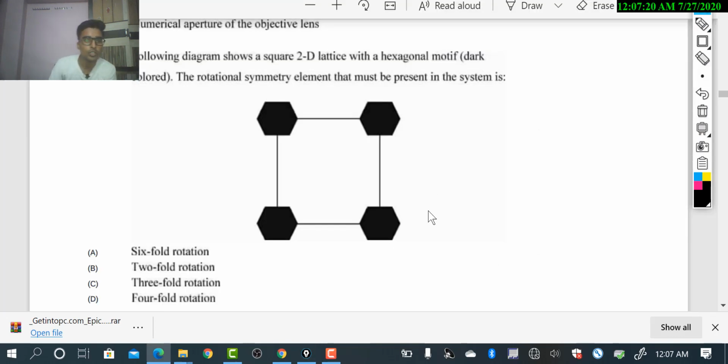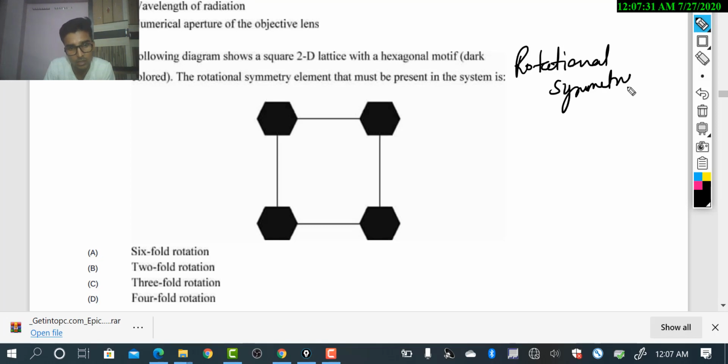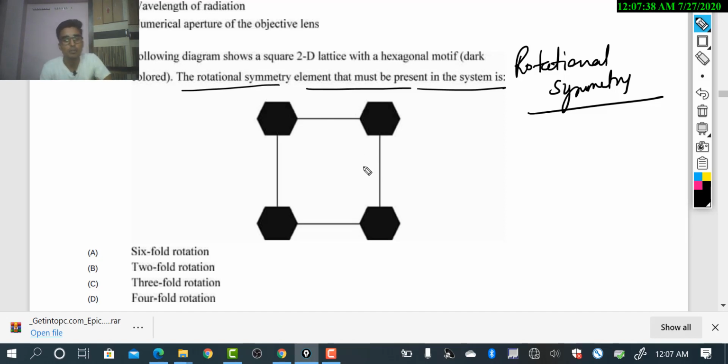Question number 3 is from symmetry, and it is nothing but rotational symmetry. It is asking which rotational symmetry element must be present in the system. Whether it is 2-fold, 3-fold, 4-fold, 5-fold or 6-fold rotation, how do we know which fold of rotational symmetry element it has?